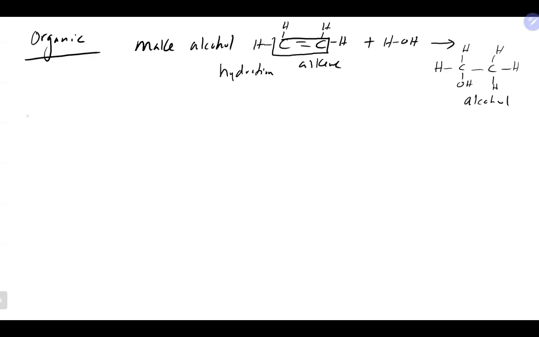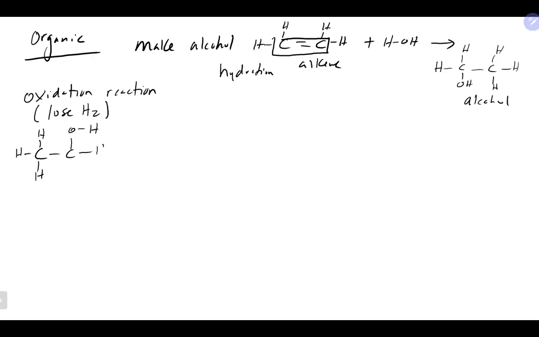And an alcohol can go through an oxidation reaction. An oxidation reaction in this case means that it's going to actually lose hydrogen, or H2. So if we took a primary alcohol like our ethanol, and we put it through an oxidation reaction, what happens in this case is we will lose H2.